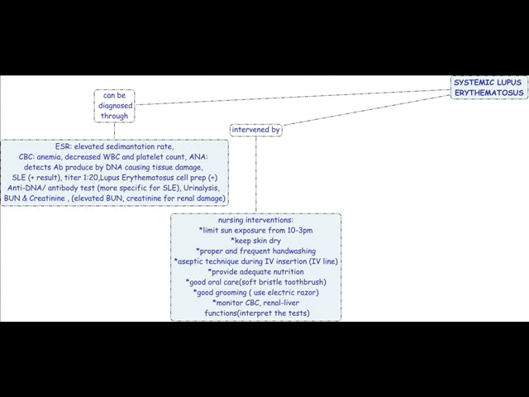Systemic lupus erythematosus can be diagnosed through ESR or elevated sedimentation rate; CBC, which shows the presence of anemia and decreased WBC and platelet count; ANA, which detects antibody produced by DNA causing tissue damage, with an SLE titer of 1:20; lupus erythematosus cell prep; anti-DNA antibody test, which is more specific for SLE; and urinalysis, BUN, and creatinine, which show an elevated BUN and creatinine for renal damage.